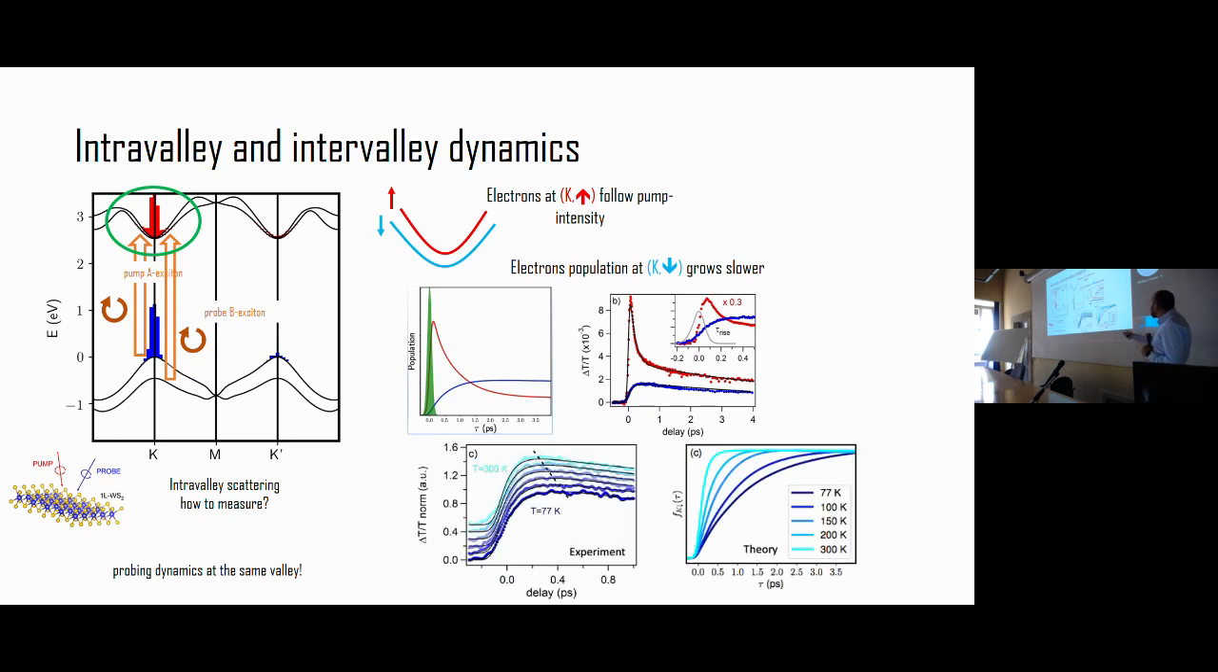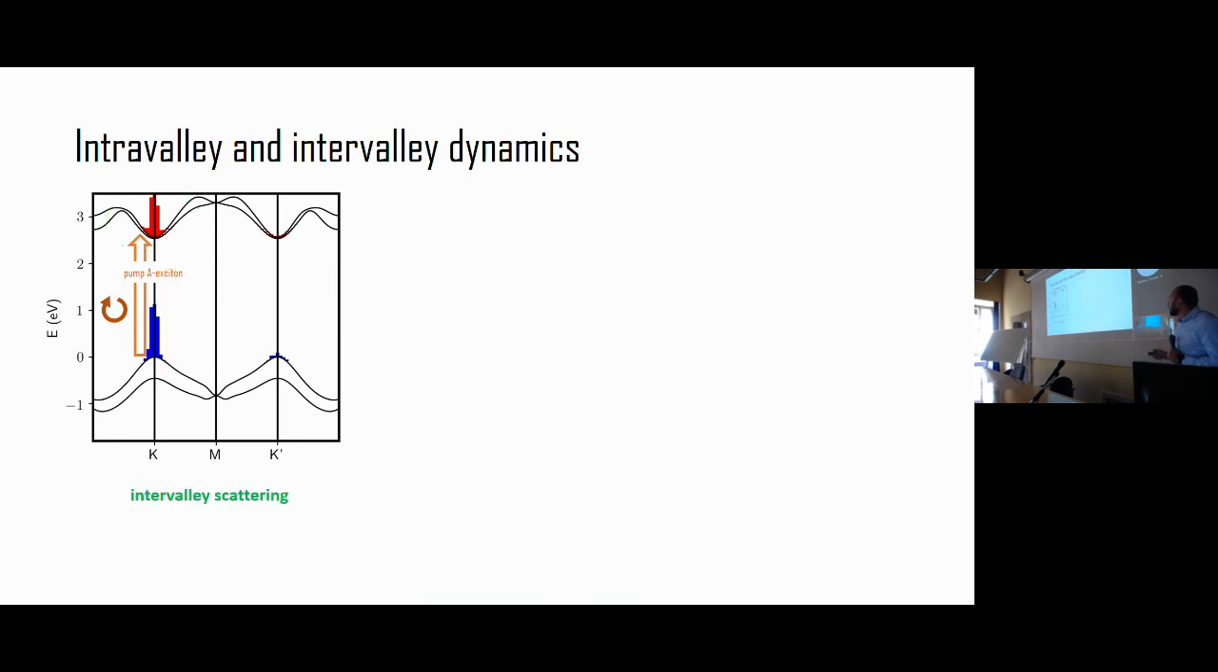So we also could compare what happens with our occupation when we increase temperature, because you can include temperature in this simulation, and you observe that indeed the rise time decreases, so you populate the valley, the blue valley, let's say, faster if you are increasing temperature. So this is another thing that you can calculate.